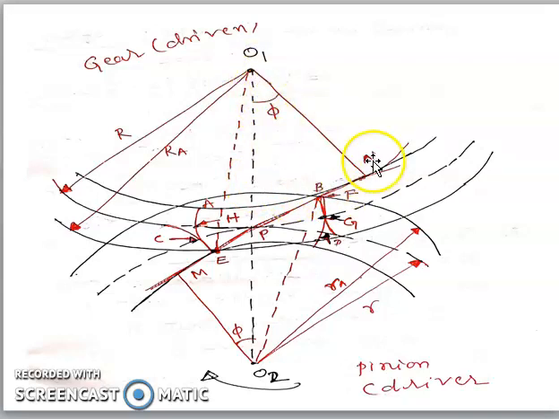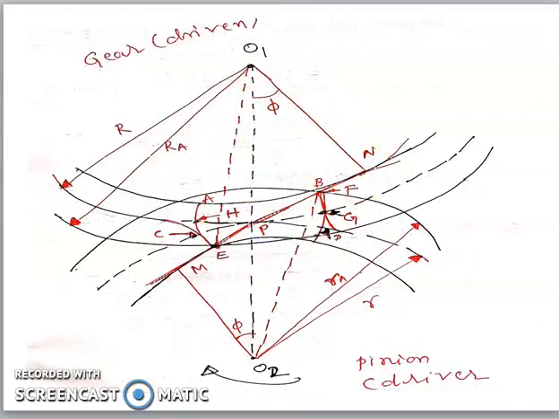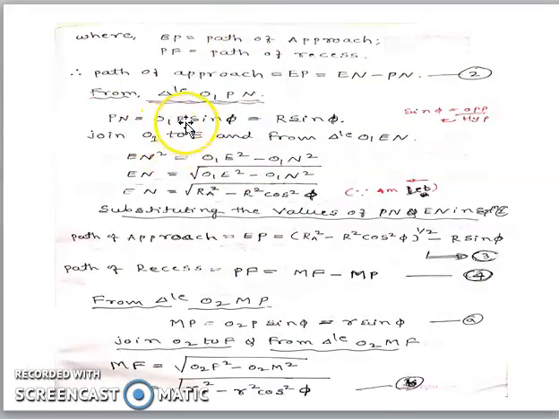Opposite of this one is En by P. The opposite is En and P, the hypotenuse we have to go this way, and this is the base. Now I will write Pn is equal to opposite, so Pn is equal to O1P sin phi. O1P is equal to R sin phi.